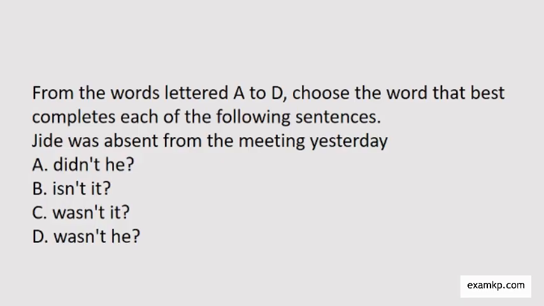Number 1. From the words lettered A to D, choose the word that best completes each of the following sentences. Jide was absent from the meeting yesterday, ___? A. Didn't he? B. Isn't it? C. Wasn't it? D. Wasn't he?